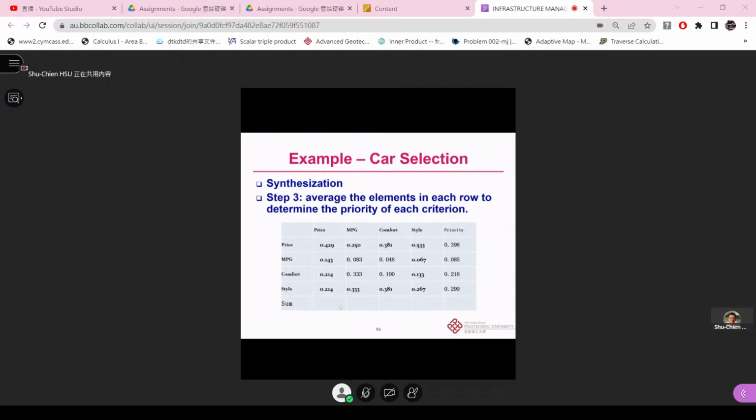And so for the priority, we just average the elements in each row to determine the priority of each criterion. So we get the priority as the last column, the most right hand side: 0.398 for price, the MPG is 0.085, the comfort is 0.218, and the style is 0.299.